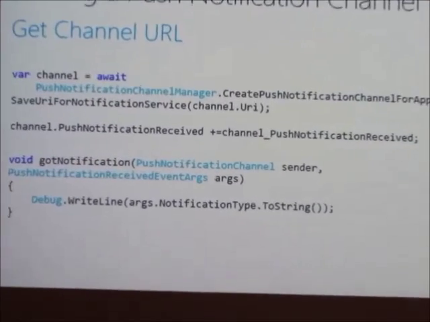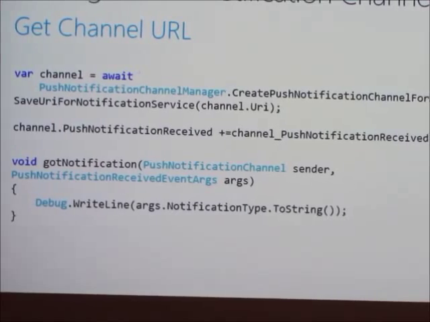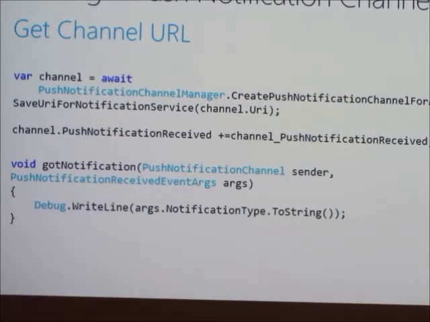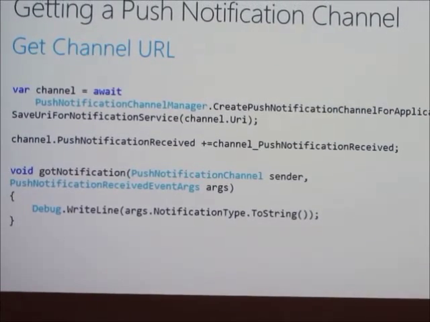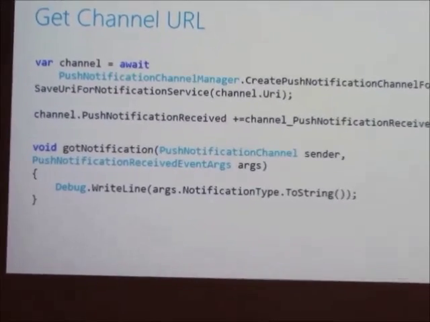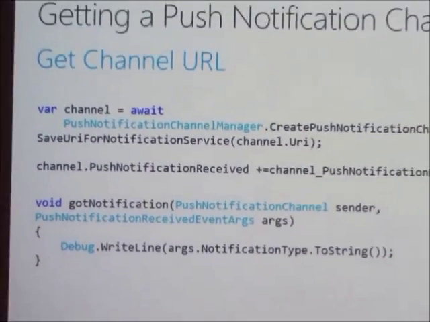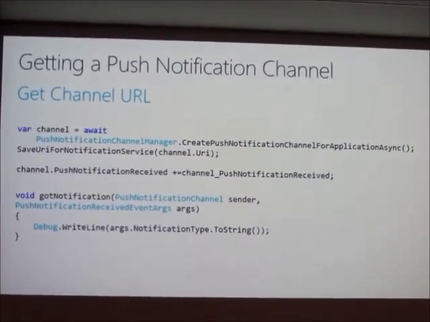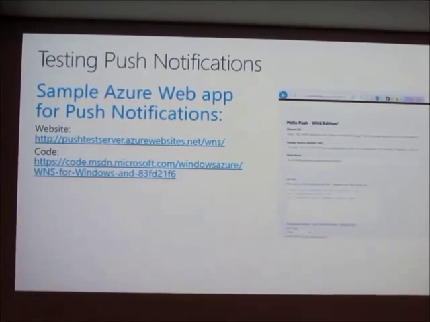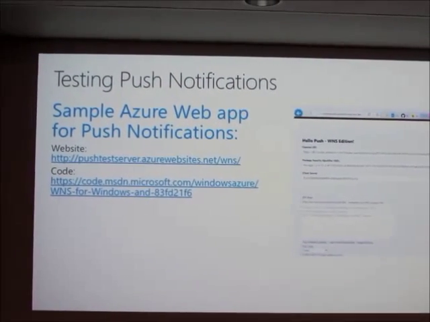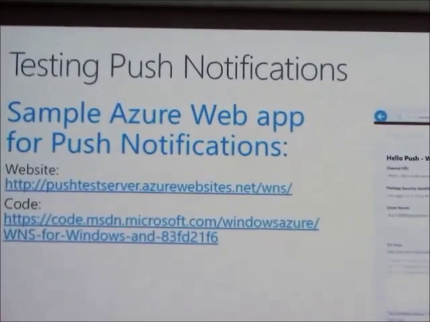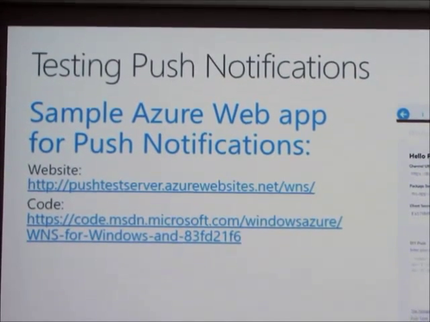You basically have a handler that tells it, I got notified, and you do what you're going to do with that notification if it's a raw notification. Otherwise it's handled by the system for tiles and things like that. So here is the sample Azure web app for push notifications. It's located right there. And I believe everybody here has the slides for this, right?